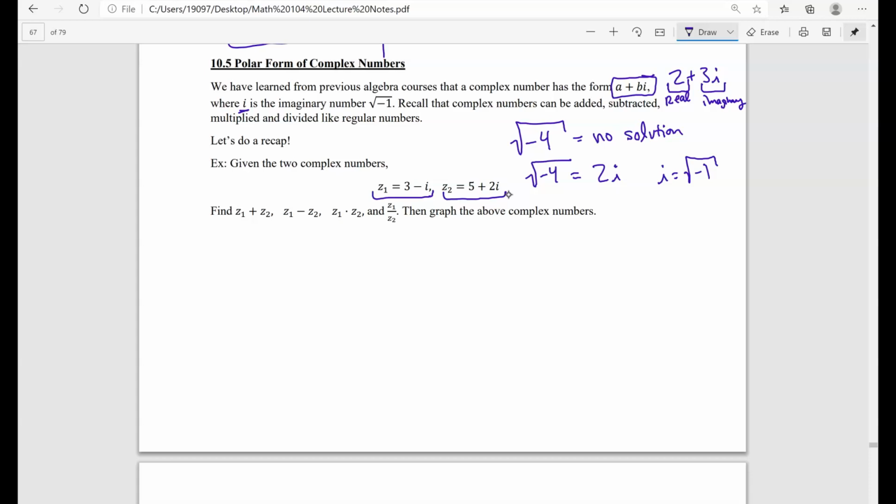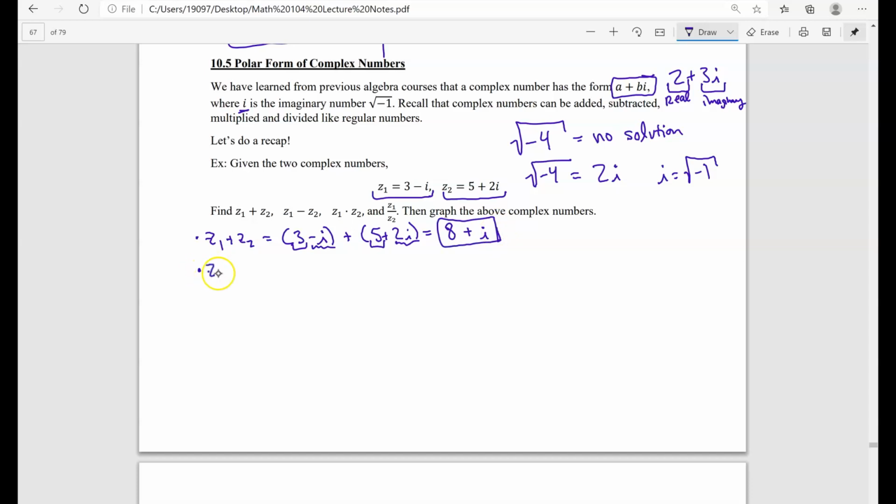In order to add them, that's pretty basic. You take both complex numbers, 3 minus i, and add them to 5 plus 2i. All you really have to do is combine like terms. I take the 3 and the 5, which gives me an 8. Then you have -1 plus positive 2, which gives me a positive 1i. And this is the solution. You're just combining the like terms.